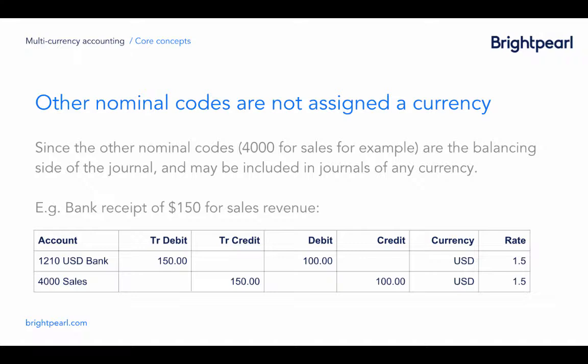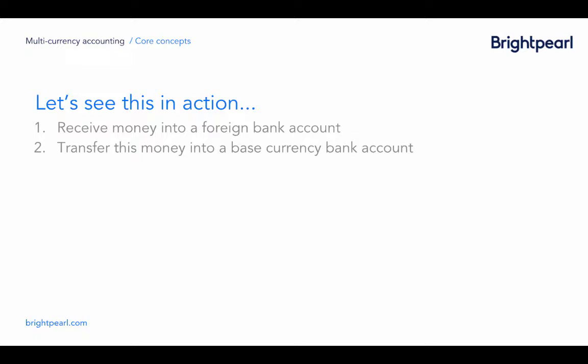And that's because the other nominal codes are the other half of the double entry bookkeeping journal. So here's a bank transaction against my dollar bank account for sales. And the same sales code, 4000, could be used for a euro bank account or a yen bank account, and therefore it needs to accept transactions in any currency. The dollar bank, however, must only see dollar currency transactions. So let's drop into Brightpearl and we'll see this in action.